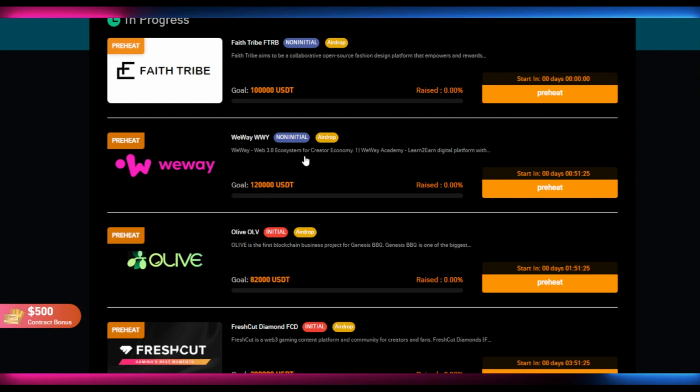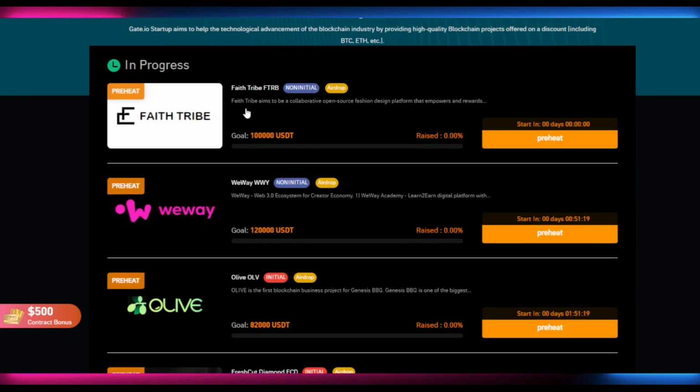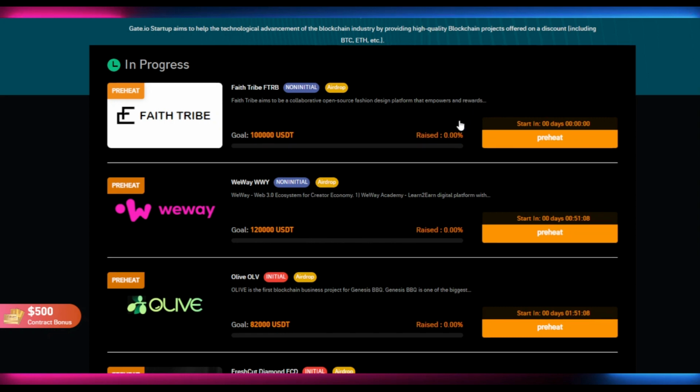Viva is a Web3 ecosystem for the creator economy, an amazing thing. They have a learn to earn concept as well, which looks very, very good. Fate Tribe aims to collaborate with open source fashion design platforms and empower and reward them. So you can get into this one as well. All of them have utilities, all are utility based.